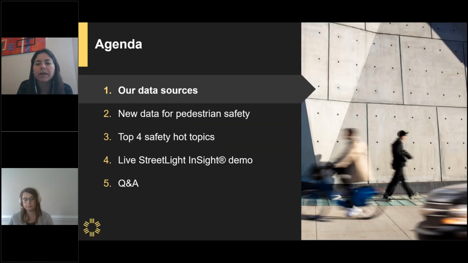Looking at the agenda, we're going to briefly touch upon our data sources, highlight some interesting insights about pedestrian safety from our new pedestrian ebook, call out some of the safety hot topics that we are hearing from our customers and the industry, and what tools we have to tackle them. Next, we'll be going through a live demo in the Streetlight Insight platform to show you some tactical solutions, and we'll close out with a Q&A.